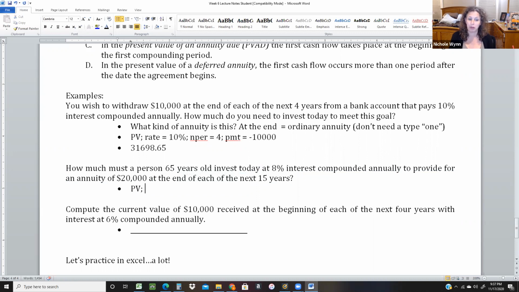And he wants to be able to pull out 20,000 each year. I don't know why I think he's a he. Maybe he's a girl, I have no idea. Rate, 8%. And per, 15.